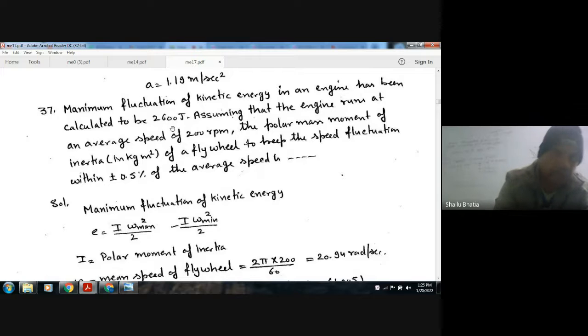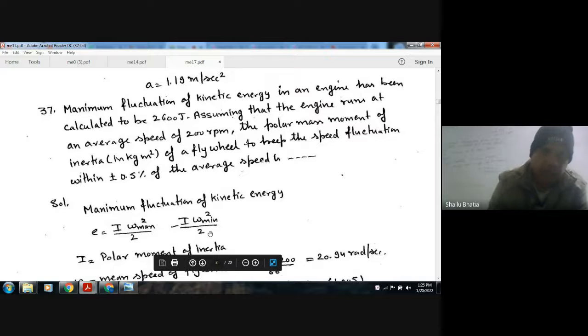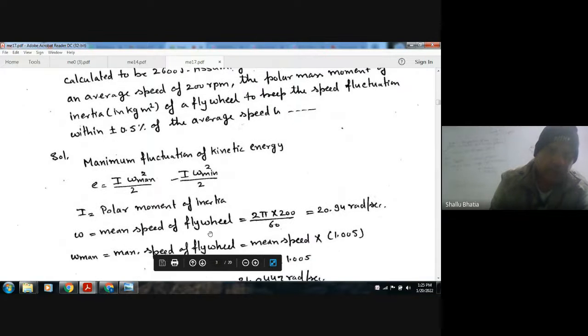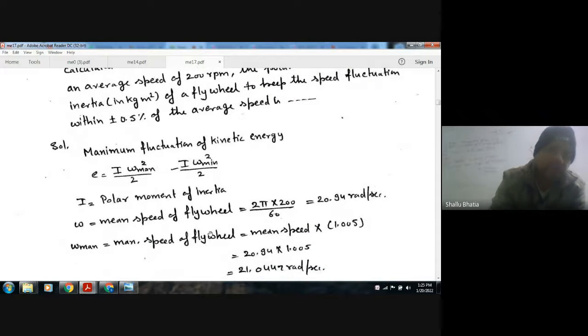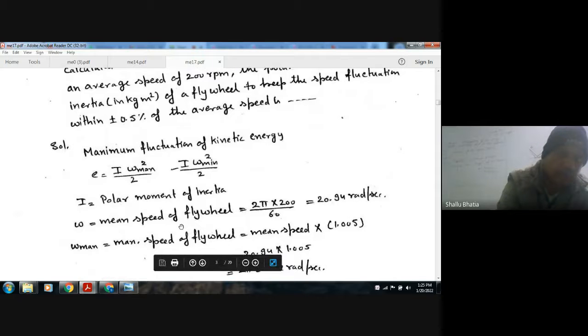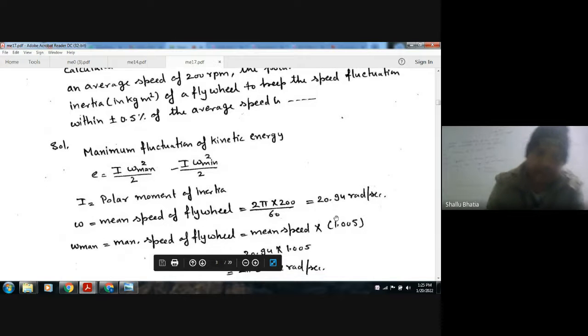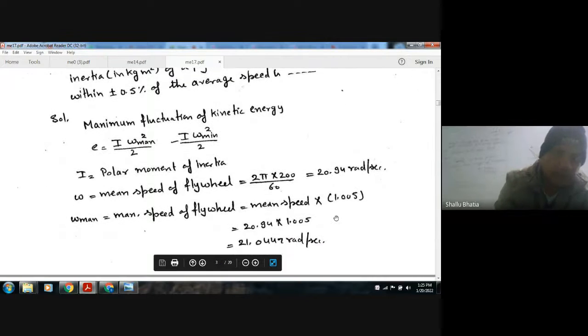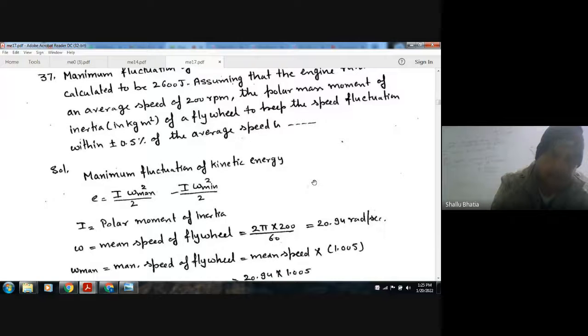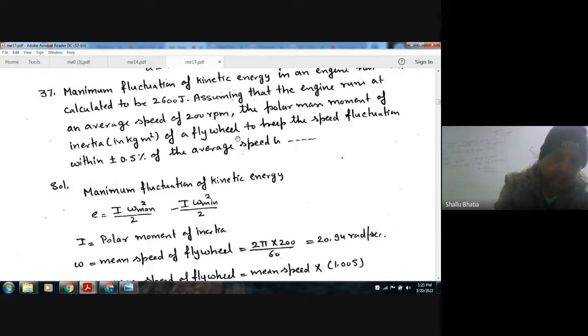The maximum fluctuation of energy is given by maximum energy minus minimum energy. So it is I omega max square by 2 minus I omega min square by 2. Here I is the polar moment of inertia and omega is your mean speed, given as 200 rpm. So this is 20.94 radian per second. Now, the speed fluctuation is within plus minus 0.5%.